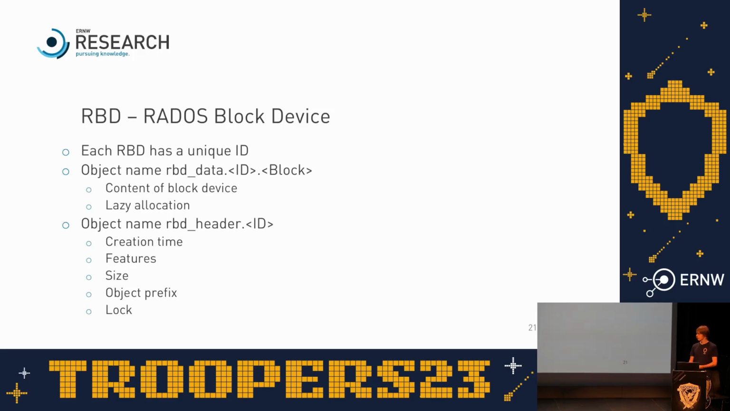You also have another object, like the RBD header object followed by the ID. It contains metadata like the creation time, some features, and whether it is locked, for example, because a client is currently using it. And that's quite nice because you find out the creation of a block device. Usually in a normal setup, when you just look at a hard drive, you don't know when something like the block device was created. And there you can see it in a Ceph cluster.